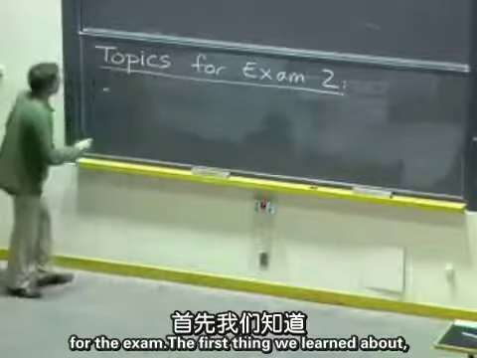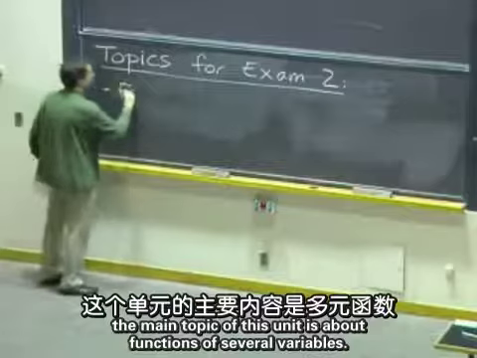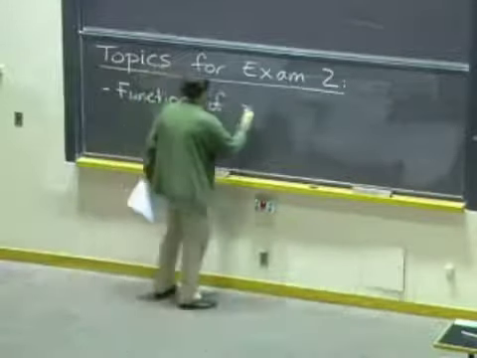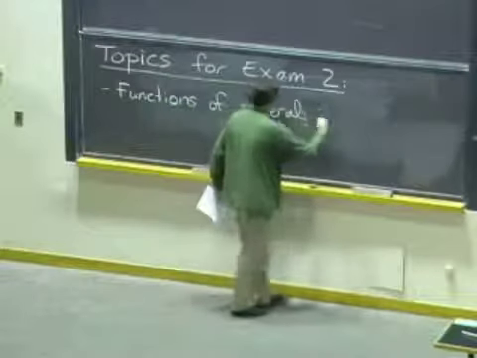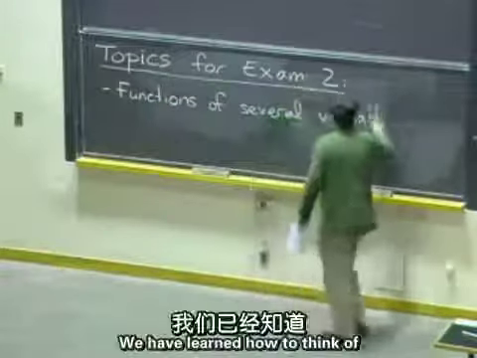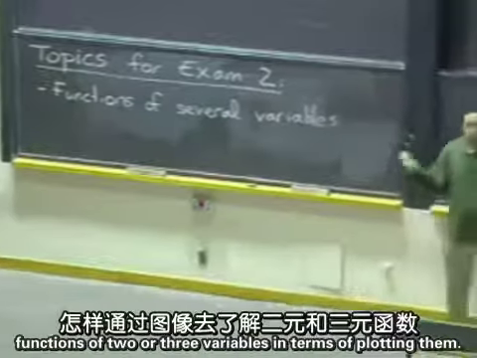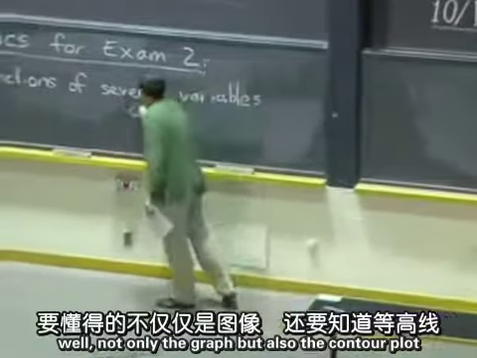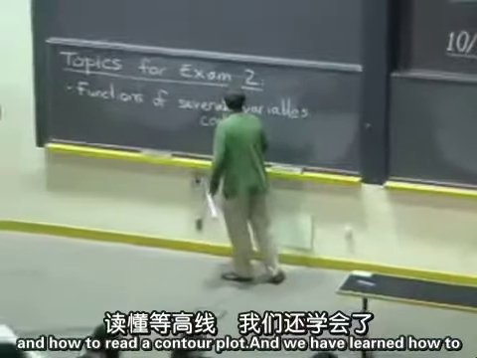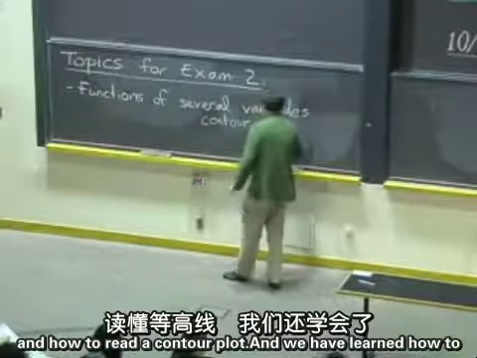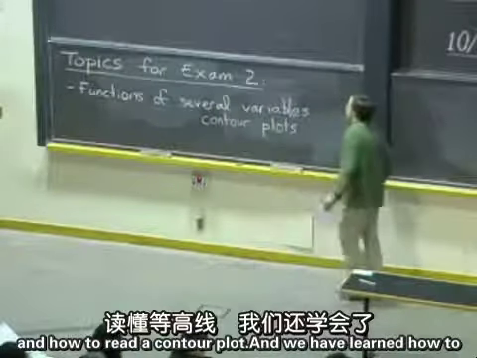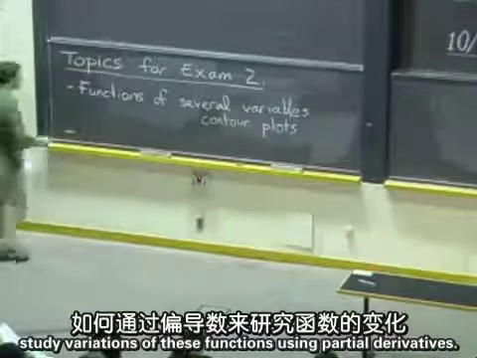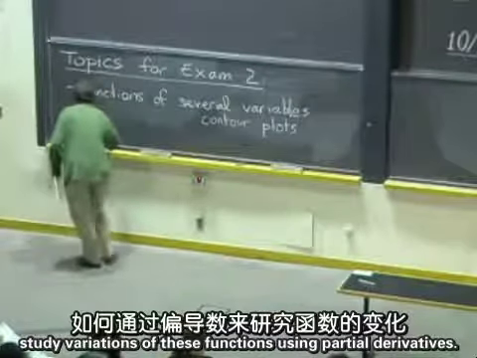So the first thing we learned about, the main topic of this unit, is functions of several variables. We've learned how to think of functions of 2 or 3 variables in terms of plotting them, in particular, not only the graph, but also the contour plot, and how to read a contour plot. And we've learned how to study variations of these functions using partial derivatives.